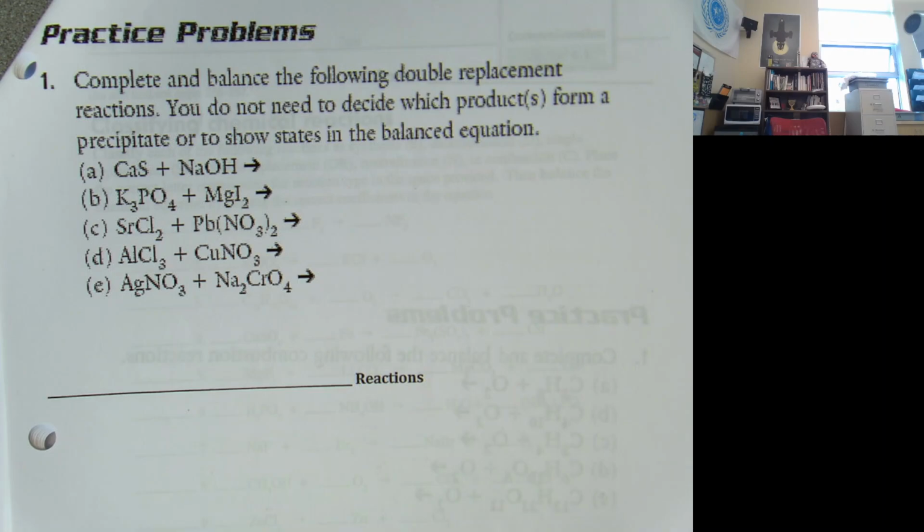Okay, so for the first one, which one do you want to do first? The Na and the S or the Ca and the OH? Okay, Ca, you got OH. What's the charge on the Ca? What's the charge on OH? Okay, swap and drop. Ca, that one. Done.